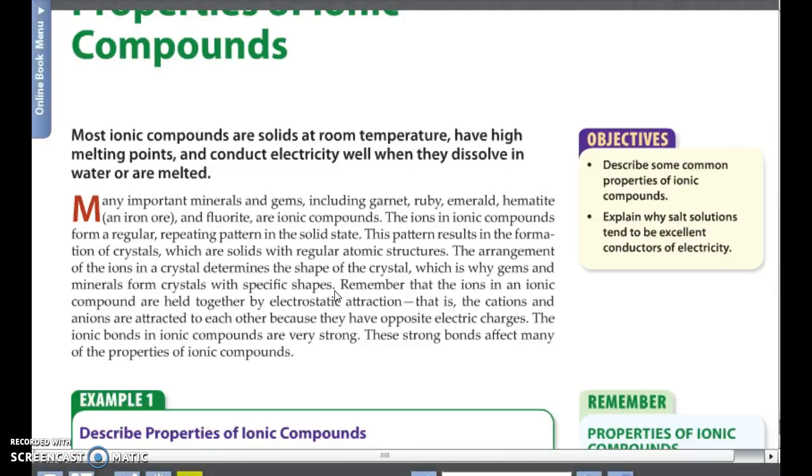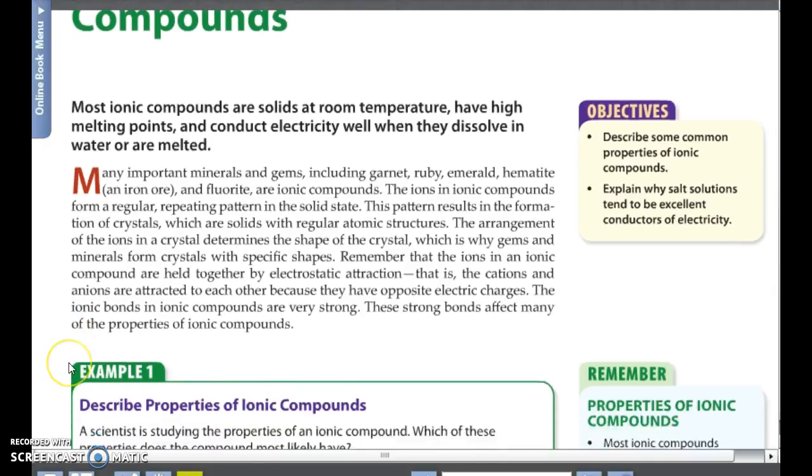Remember that the ions in an ionic compound are held together by electrostatic attraction, so positive is attracted to negative. That is, the cations and anions are attracted to each other because they have opposite electric charges. The ionic bonds in ionic compounds are very strong. These strong bonds affect many of the properties of ionic compounds.